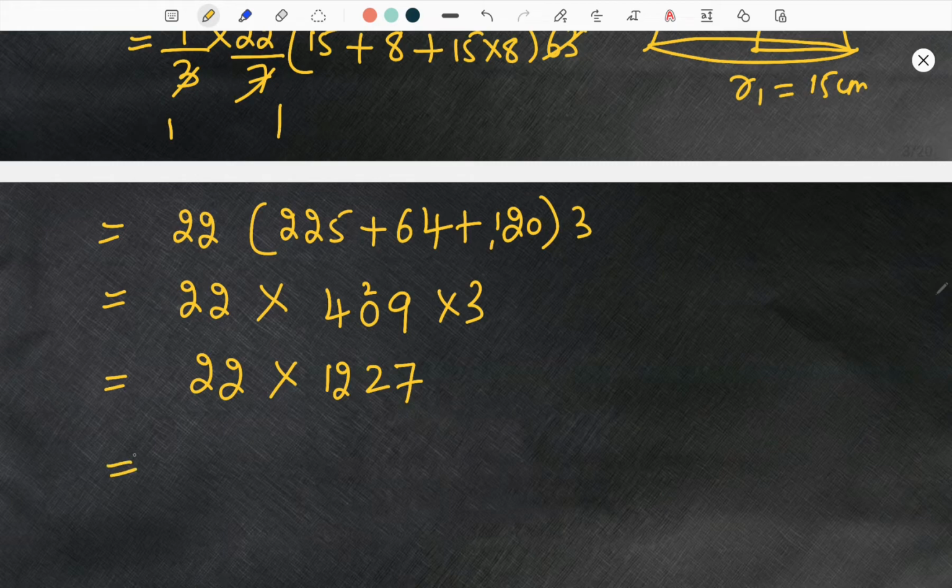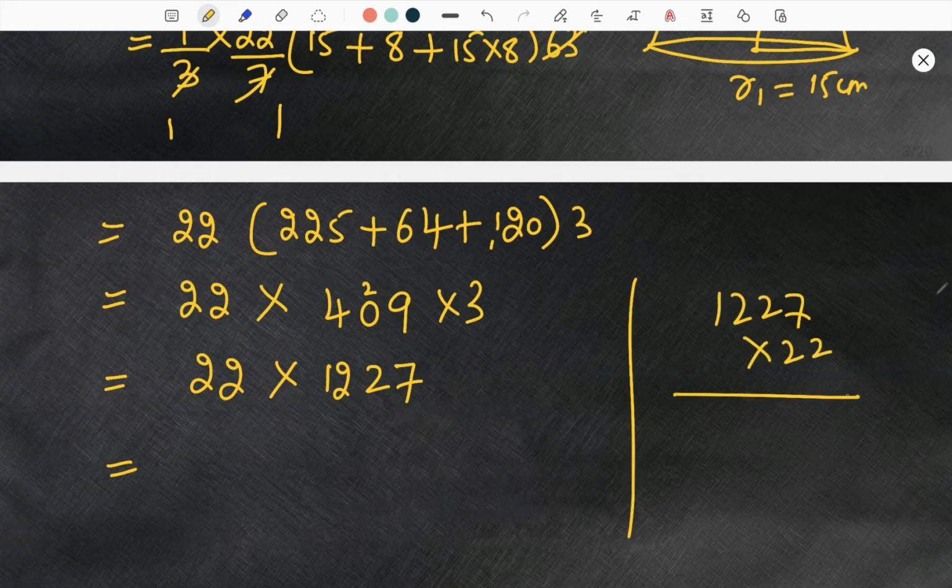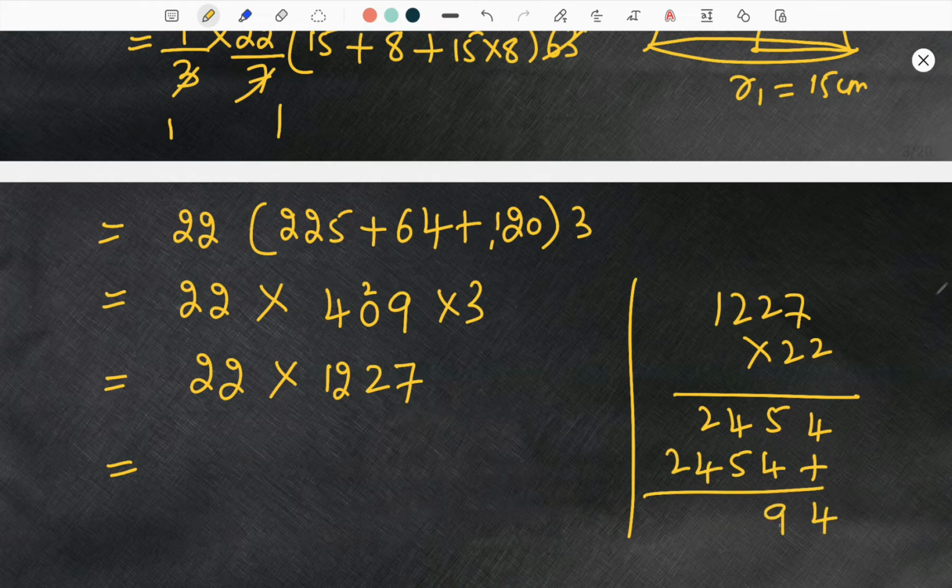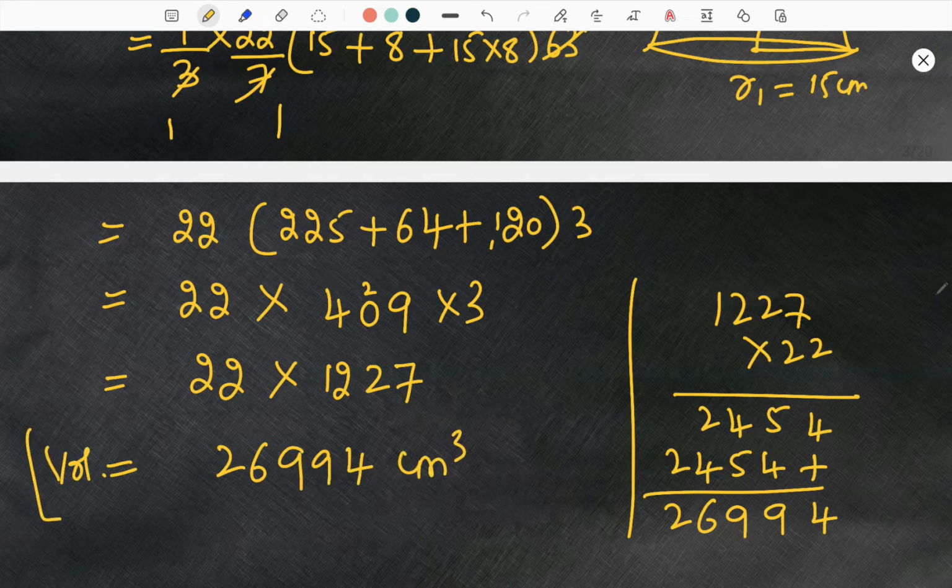Alright, so then afterwards you can multiply this. If you know 22 table, you can do directly. Otherwise, you can go for 1227 into 22. It is quite easy method. It becomes 54 and 24 here. Then you repeat the same things here, just add it up. So it becomes 4, then 5 4 9, then 4 5 9, then 2 4 6 and 2. So it is 26994 centimeter cube.